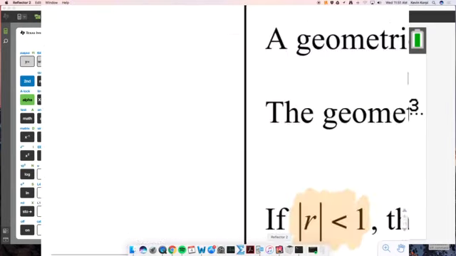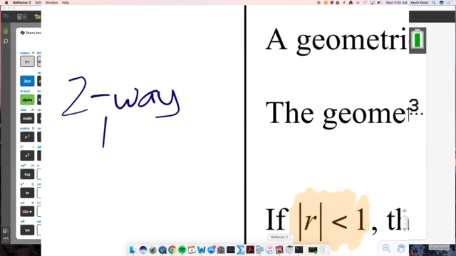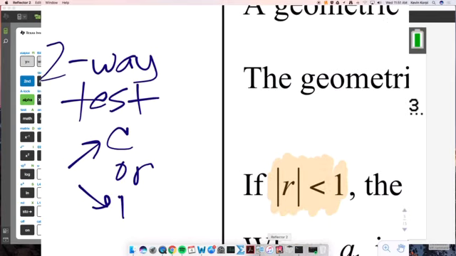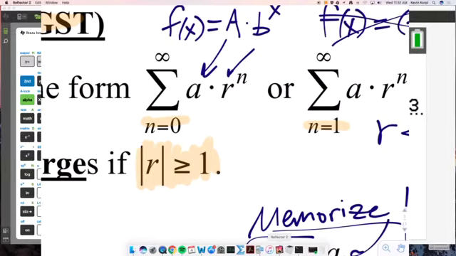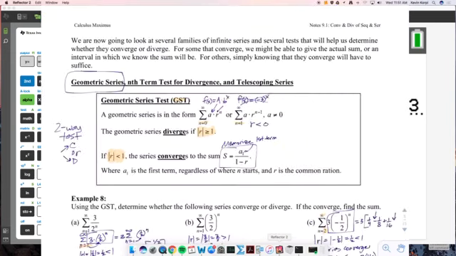We call this a two-way test. It's a two-way test. What does that mean? You can actually determine if it converges or diverges by the same tests. Okay? Some tests are only one-way tests. We can only tell if they converge, or we can only tell if they diverge. And if it doesn't meet the criteria, we have to move on to another test to determine it. Okay? But for a geometric series, it's a two-way definitive test. If it fits this form and it looks exponential, then we're going to be able to tell whether it converges or diverges. If the base, which we call the ratio, is bigger than or equal to 1 in magnitude, it diverges. If it's less than 1, it converges.